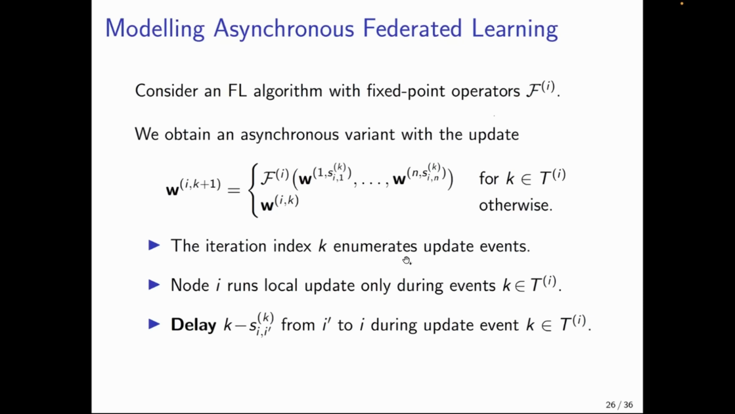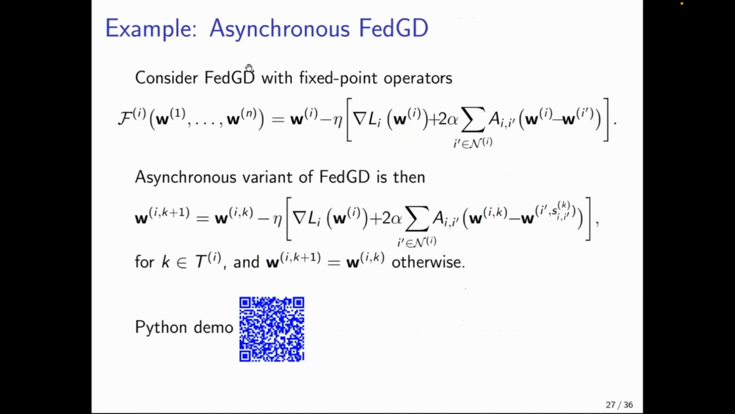And I have shown here one example for federated gradient descent. Designing asynchronous algorithms is now pretty straightforward. You first need to find out what these fixed point operators are, how they look. For federated gradient descent, they look like this. And then you just insert this outdated information. You just do this update using these outdated local model parameters. And you only do these updates when the node is active, so during these active times or time steps.